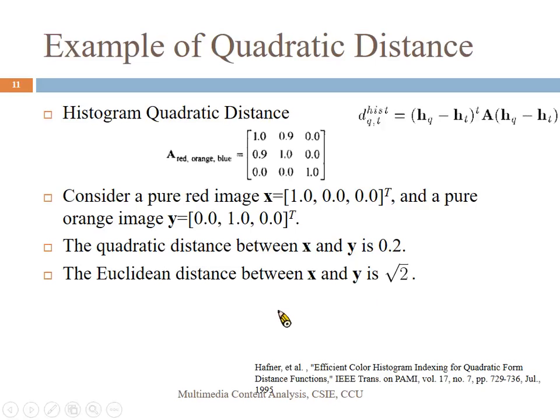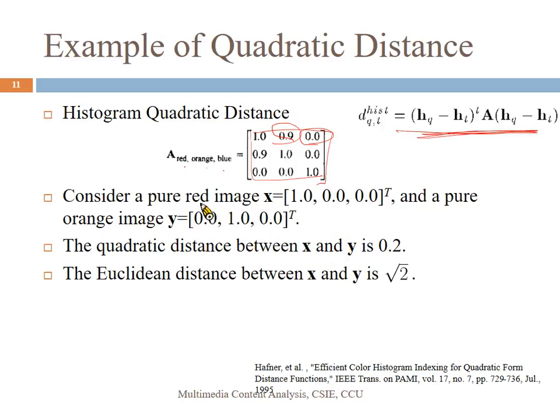So just to repeat this example from before, why the quadratic distance would be better than the Minkowski form distance. Assume that we only have 3 colors, red, orange, and blue. If we measure the similarity between these 3 colors, we would get a similarity matrix like this. We can see that the similarity between red and orange is higher than the similarity between red and blue. Okay, and if we multiply this matrix in the distance measure, we will get the following result.